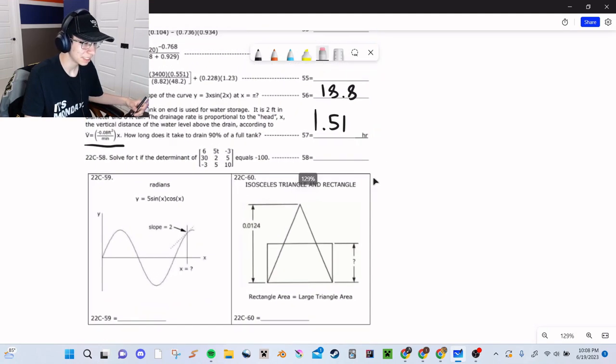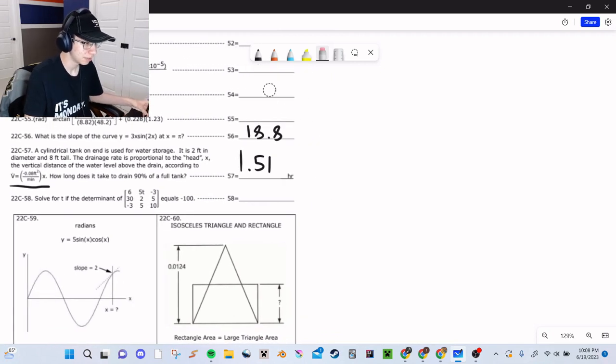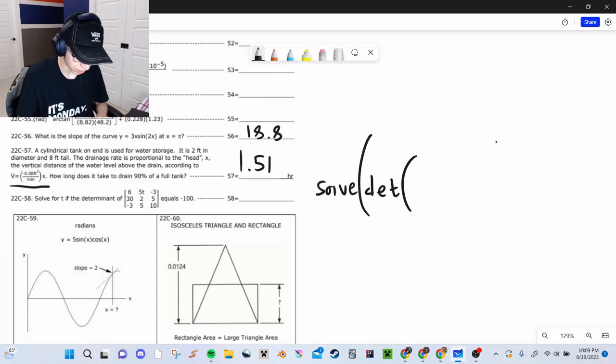In comparison, this next question's very easy. Number 58. We want to solve for t if the determinant of this 3x3 matrix equals negative 100. So we're going to set up a solver. And inside the solver, I'm going to set up this determinant expression, and then the 3x3 matrix.